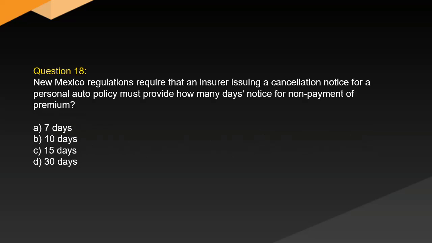Question 18. New Mexico regulations require that an insurer issuing a cancellation notice for a personal auto policy must provide how many days' notice for non-payment of premium? A. 7 days. B. 10 days. C. 15 days. D. 30 days.